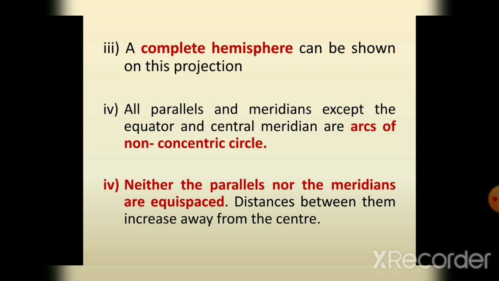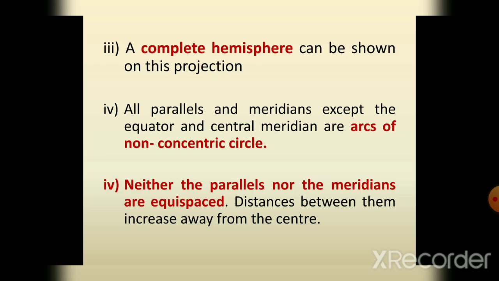Next, all the parallels and meridians except the equator and the central meridian are arcs of non-concentric circles. From the construction, you have come to know that all the arcs you have drawn for parallels of latitude or for meridians are not from the same center, therefore they are non-concentric arcs. And finally, neither the parallels nor the meridians are equispaced, their distances increase away from the center. So this is the end of the total lesson of our today's project.